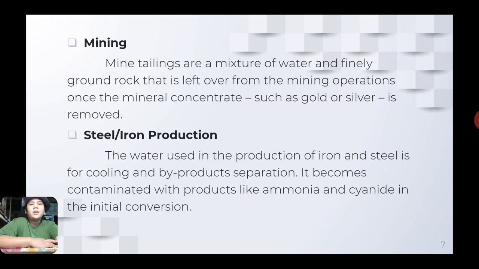Next is mining. Mine tailings are a mixture of water and finely ground rock that is left over from the mining operation once the mineral concentrate, such as gold or silver, is removed. Steel and iron production. The water used in the production of iron and steel is for cooling and byproducts of separation. It becomes contaminated with products like ammonia and cyanide in the initial conversion.